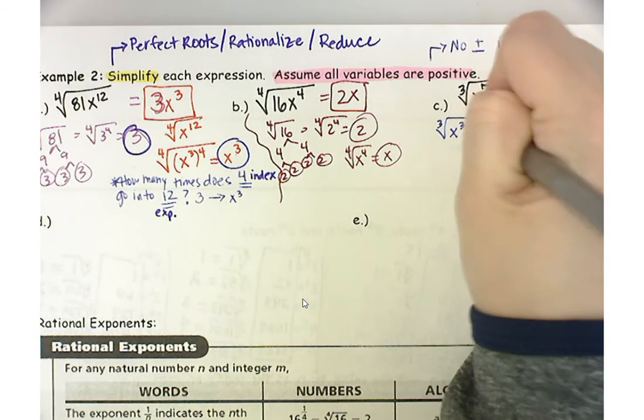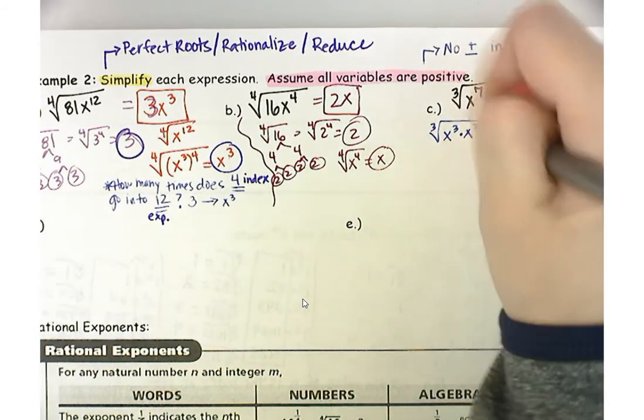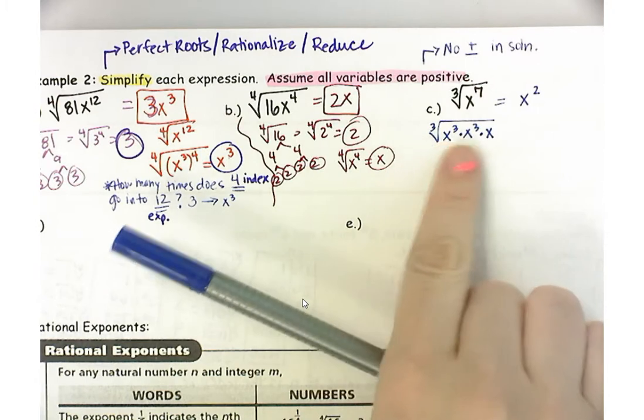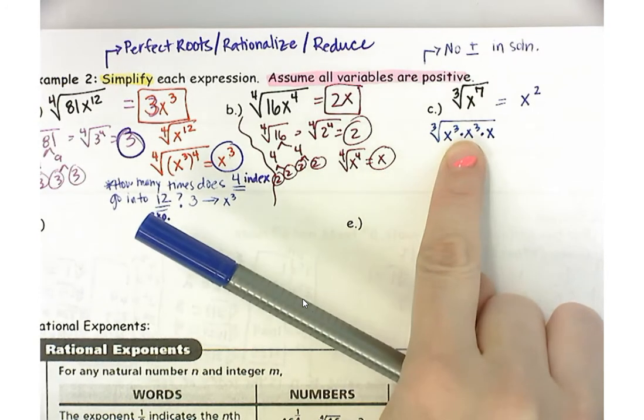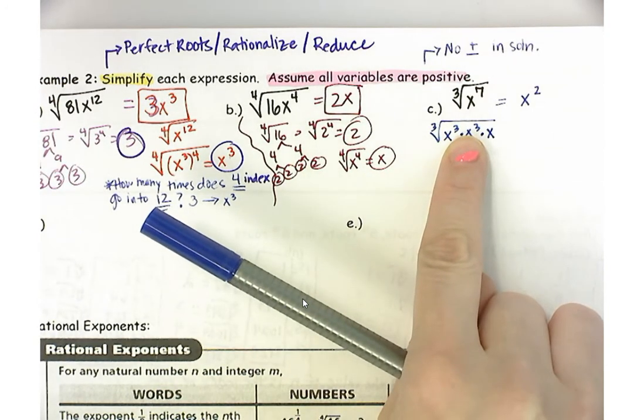Don't forget to put your index here. The way that you're writing these out is important. I know some of you get a little messy sometimes. You need to focus on how you're writing your exponents, how you're writing your index.